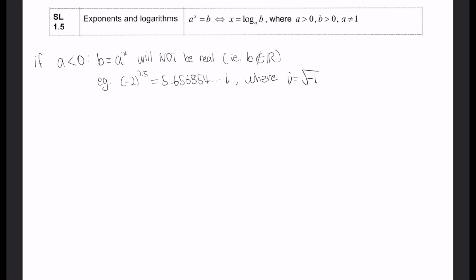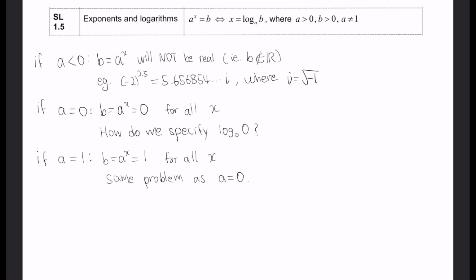Next, if a is equal to 0, b is equal to 0 for all x. This creates problems because when there are more than one powers that a certain number must be raised to produce a given number, we would have trouble deciding which one is the true output of the logarithm. Similarly, if a is equal to 1, b is equal to 1 for all x, which gives rise to the same problem as when a is equal to 0. A cannot be less than or equal to 0, so a must be greater than 0, and since a is positive, b, which is equal to a to the power of x, must be positive too.